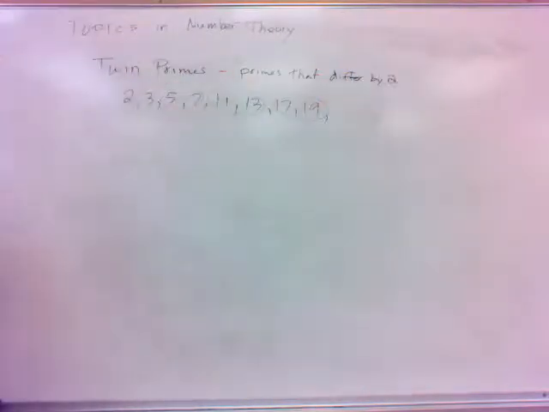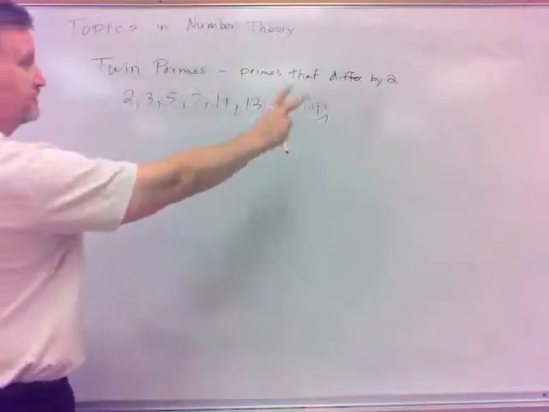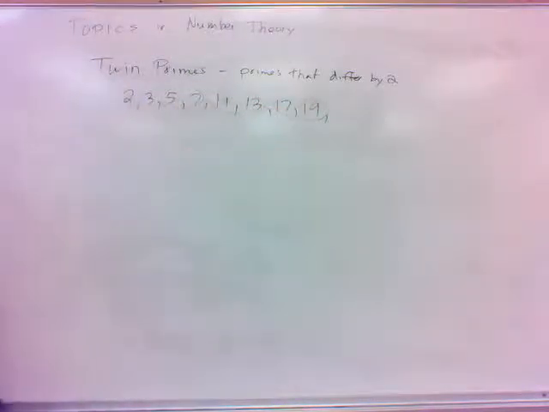And there's going to be a few of them out there, right? And just on the few I've written up here, we've got those. 5 and 7 are twin primes. 11 and 13 are twin primes. 17 and 19. Even 3 and 5, we could put those on there. But there's just a lot of those.